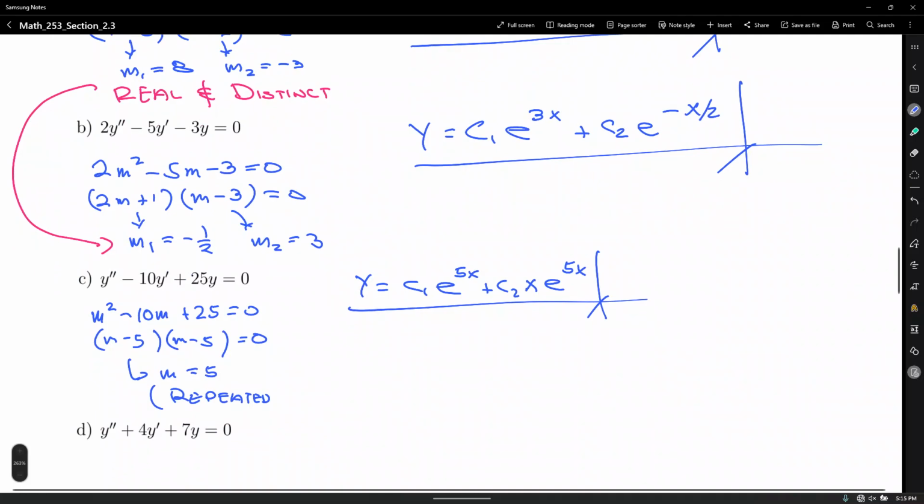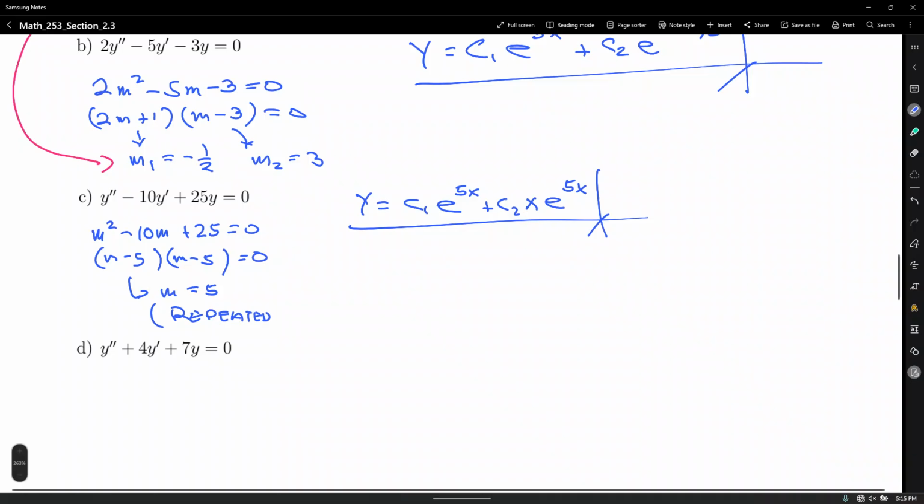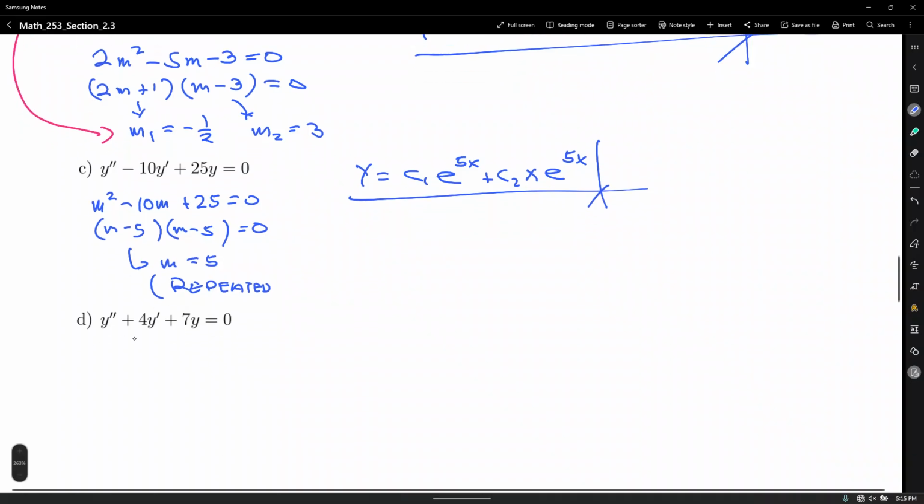Again, factor your polynomial, write your solution, and check what case in particular that is. No calculus, no integration, no derivatives at all, just algebra. All right, example letter D. Let's write the characteristic equation, or auxiliary equation, either way you want to call it: m squared plus 4m plus 7 equals 0.